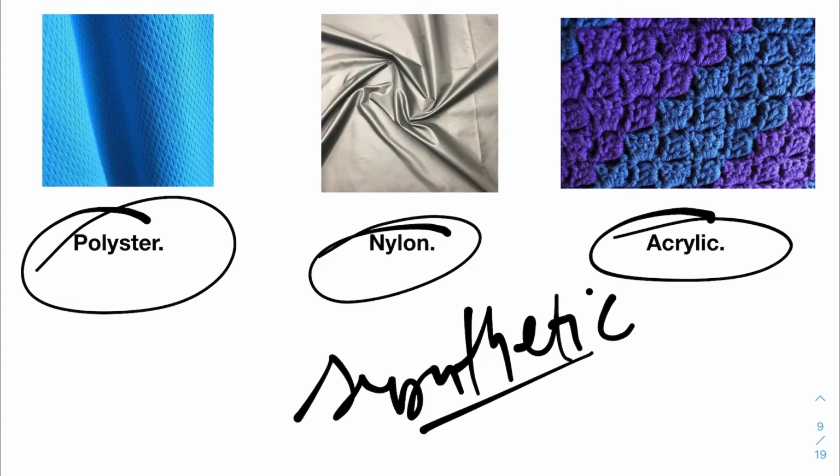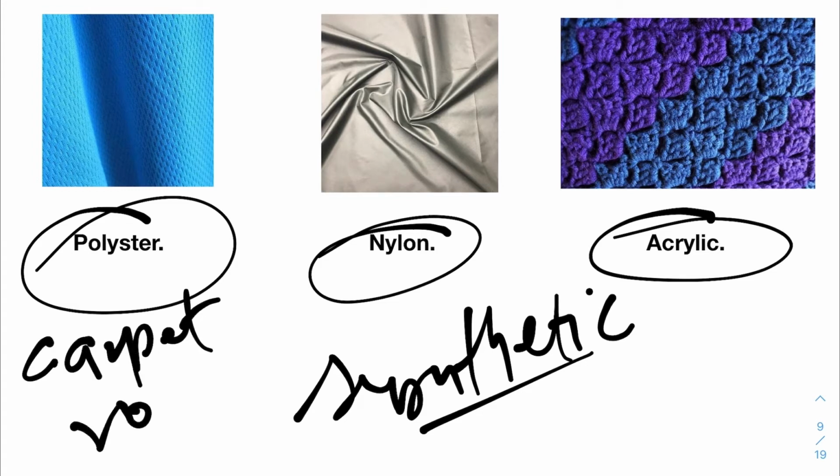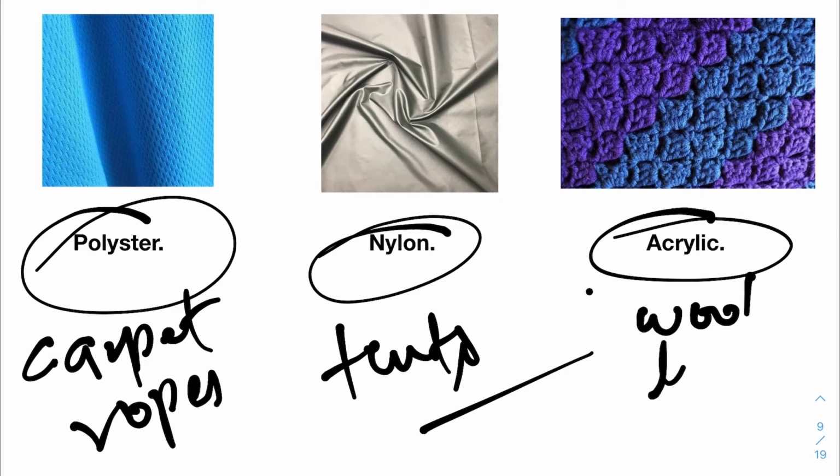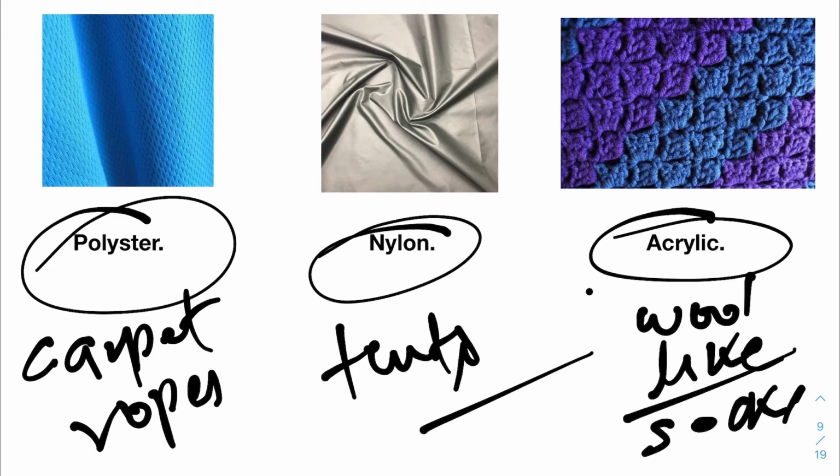Polyesters are used in making carpets, ropes, wires, or fishing nets. Nylon can be used for making parachutes, tents, raincoats, or seat belts. And acrylic is somewhat similar to wool, so it can be used in making socks, shawls, or tracksuits.